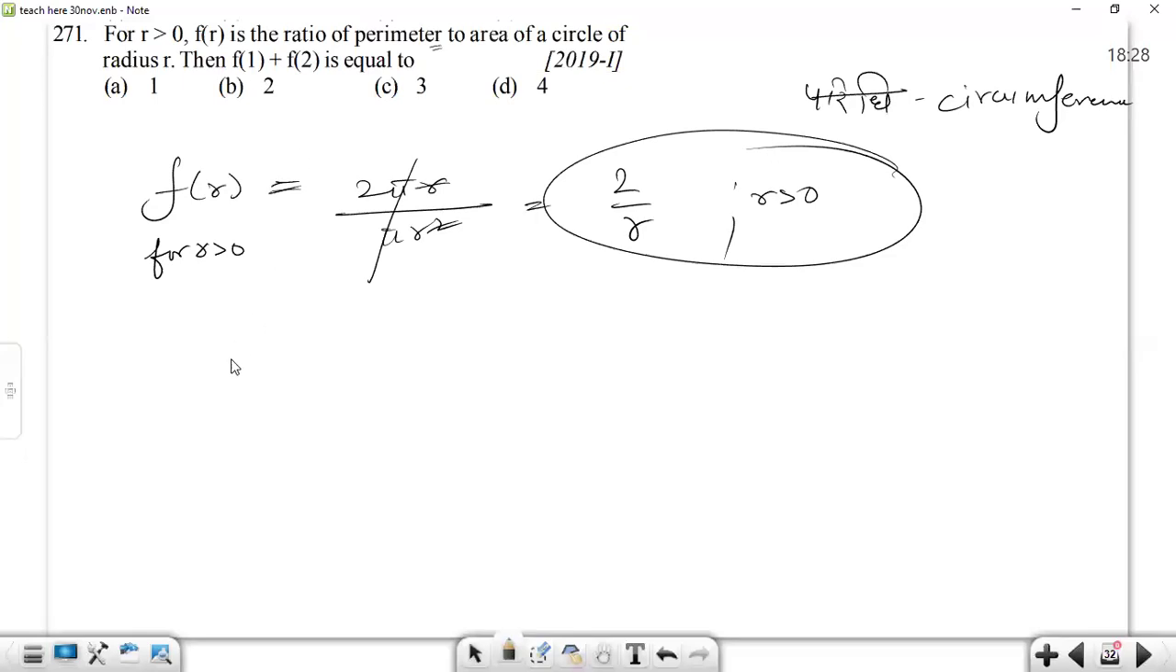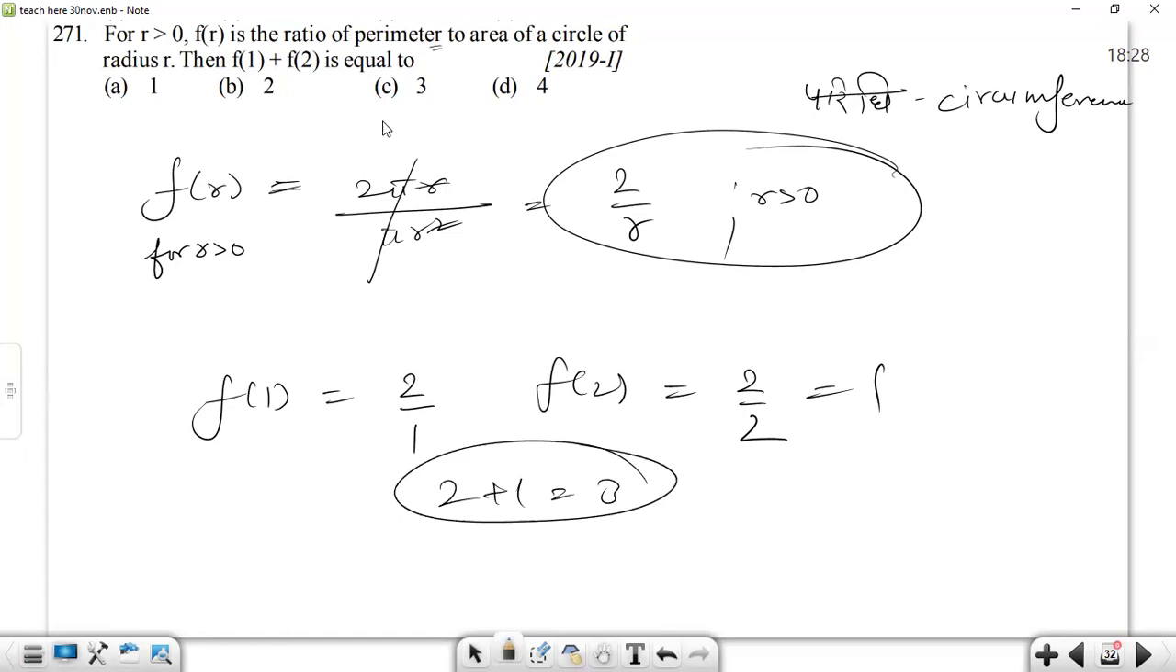So now f of 1 will be 2 by 1 and f of 2 will be 2 by 2, which is 1. Now the sum of both is 2 plus 1, which is 3. Clear? Any doubt? No doubt, sir.